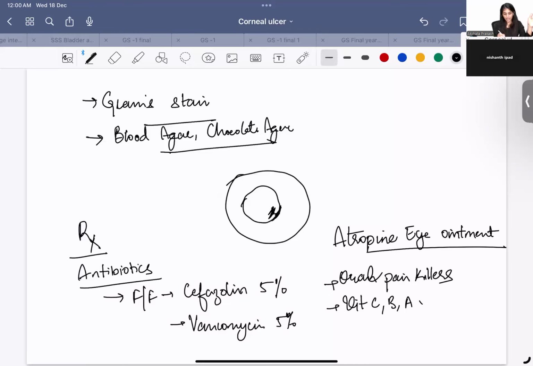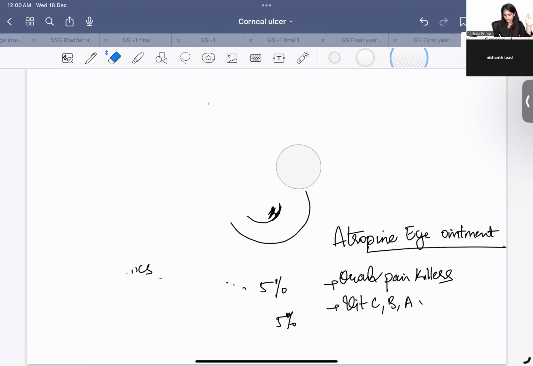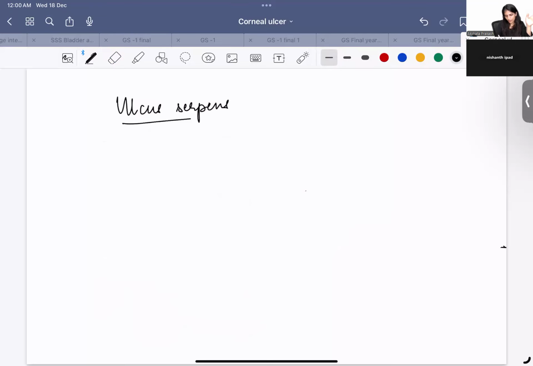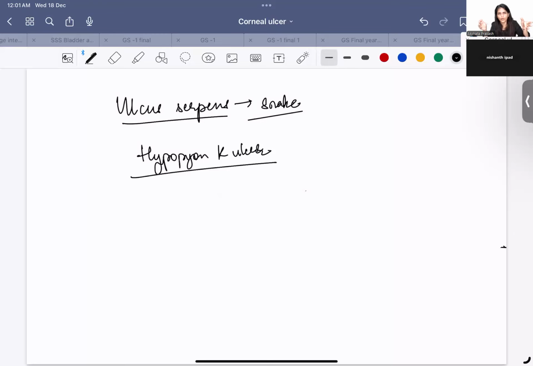Okay. Another specific bacterial corneal ulcer that we deal with, something that we have all known, is your ulcus serpens. Why do we call it serpens? Because it spreads in the form of a snake. That is why they call it ulcus serpens, or they call it hypopyon corneal ulcer. So here, corneal stands for cornea. It's called hypopyon corneal ulcer.